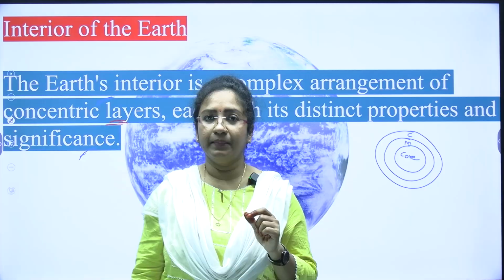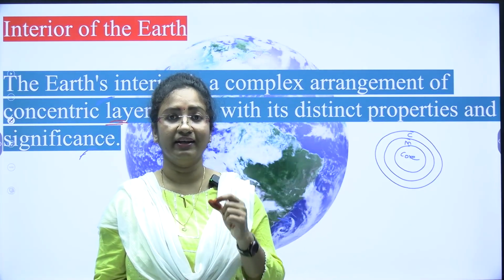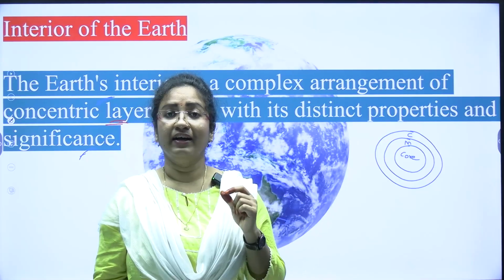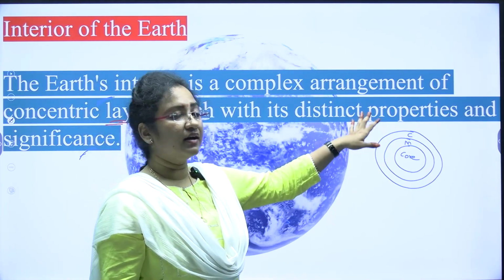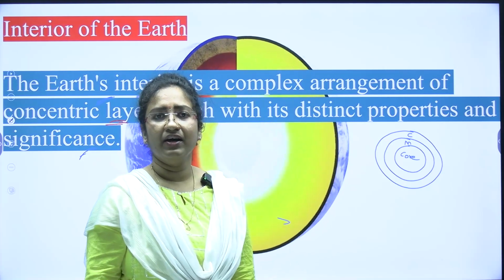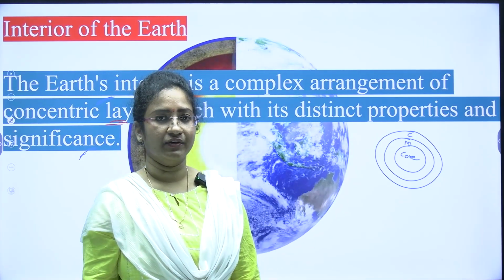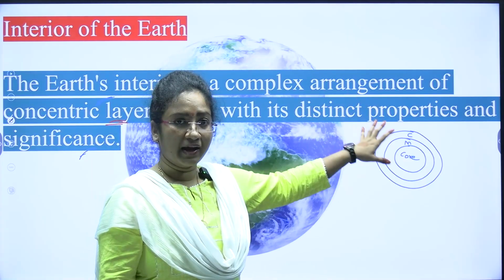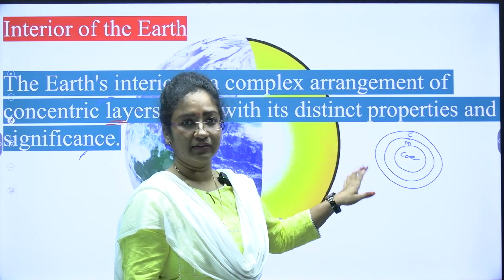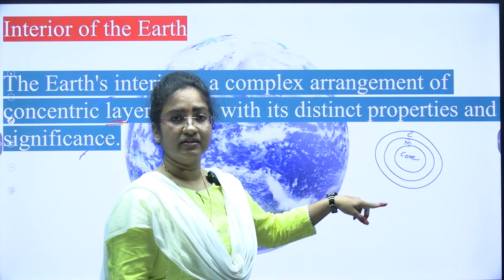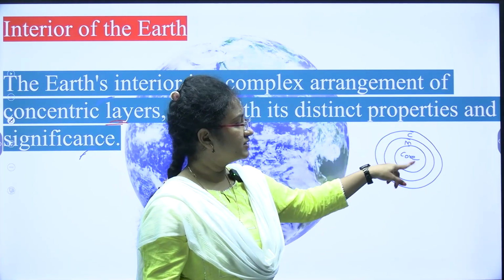So this is the basic thing that you have to remember about the interior of the earth. That means the interior of the earth is made up of different layers. The three major layers are crust, mantle and core. Again, we have upper mantle, lower mantle, inner core, outer core, and all these classifications. But for now, remember majorly we have these three layers: crust, mantle and core. These are concentric layers, that means one inside the other. You can clearly see over here, one layer inside the other.